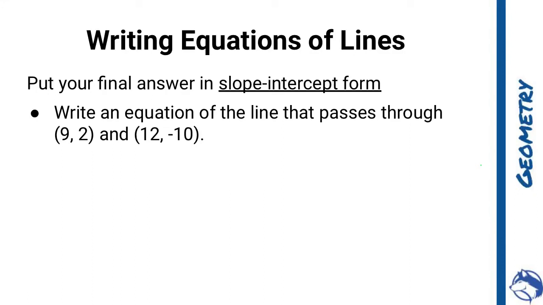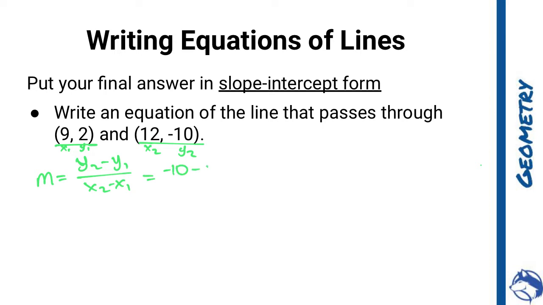Alright, this is the last example, and this one, they give us 2 points. So if they give us 2 points, we probably need to find the slope. So remember, slope is equal to y2 minus y1 over x2 minus x1. So I always like to just go in order, x1, y1, x2, y2. It keeps me from making a mistake.